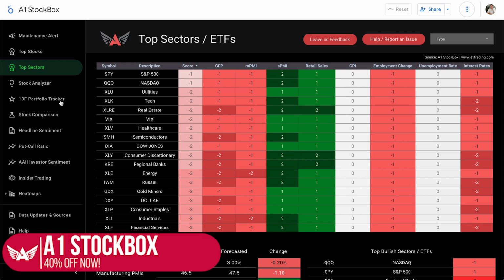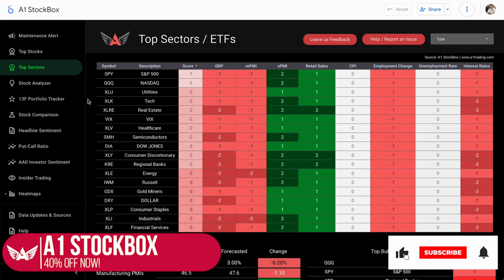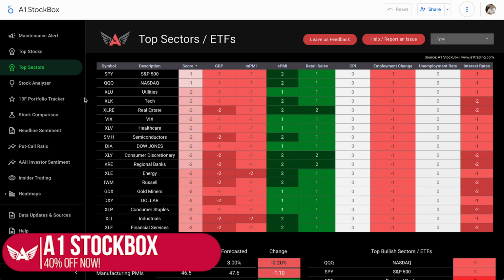Our 13F portfolio tracker here is something that tracks hundreds, literally hundreds of the biggest hedge funds around the world and shows you what they are buying and selling and adding to their portfolios on a quarterly basis. So lots of really useful information in here for stock traders.